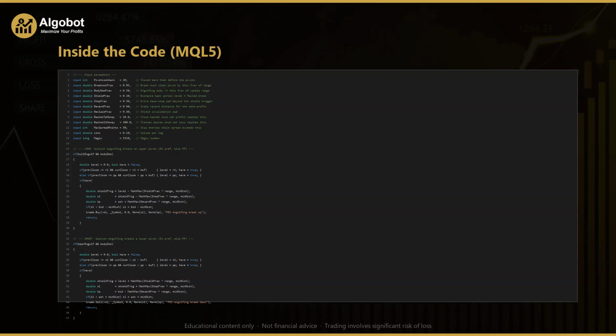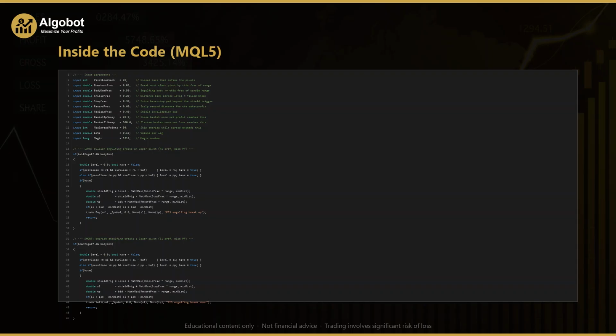Let's look at the actual code running inside MetaTrader 5. At the top, you can see the input parameters. PivotLookback sets how many closed bars define the pivots, 20 by default. Breakout frac is how far past the pivot the candle must close. BodyDomFrac controls how dominant the engulfing body must be. ShieldFrac sets the distance back across the level that confirms a failed break, and stop frac, reward frac, and reclaim frac shape the stop, the target, and the shield's own invalidation.